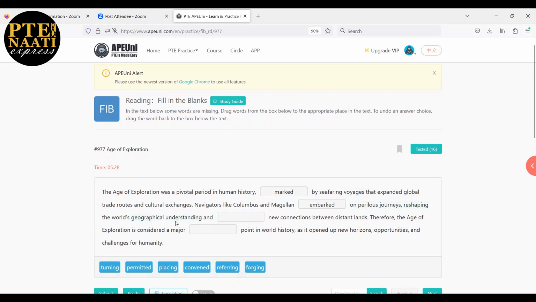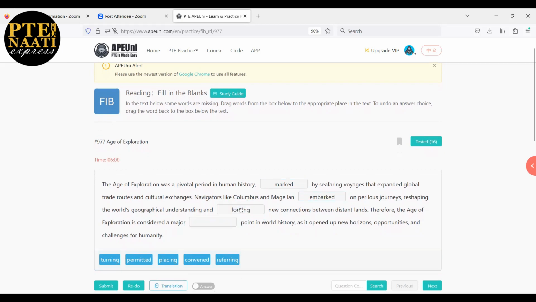Reshaping the world's geographical understanding and blank new connections between distant lands. So what do they do with new connections? The idea is to establish them. Turning new connections, permitted, placing new connections are not good. Convened, referring are better than those. Forge means to newly establish. Forging new connections between distant lands.